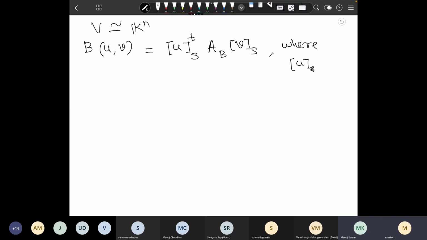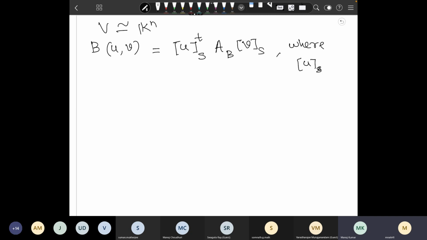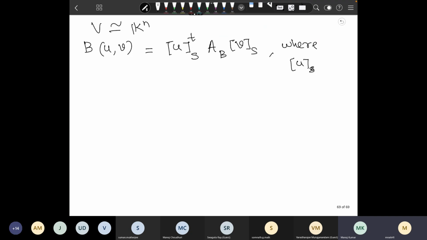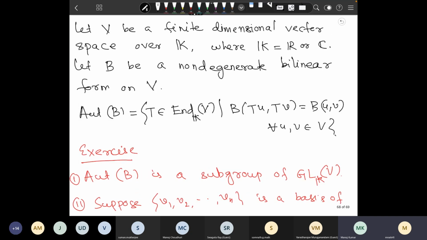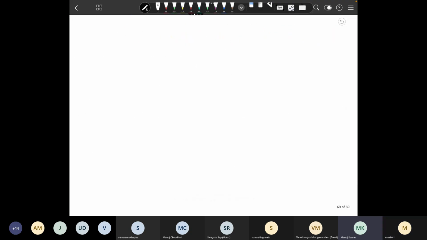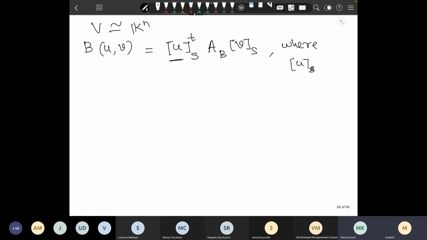Okay, so what I'm saying is that you take V, a bilinear form on V. I fix a basis S equal to v1, v2, ..., vn. That gives me an isomorphism V to K^n. So any element u can be written as some element of K to the power n. That is precisely the matrix representation of u with respect to this basis. Yes, you can check that B of (u, v) is equal to this.